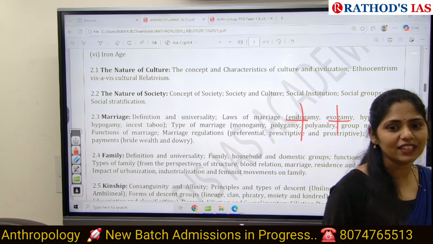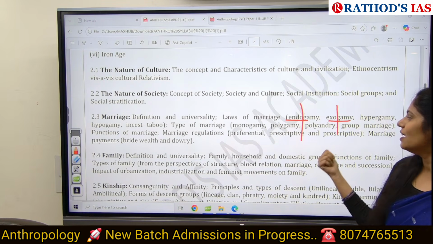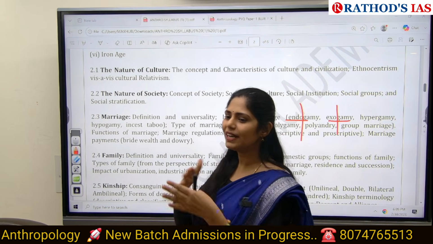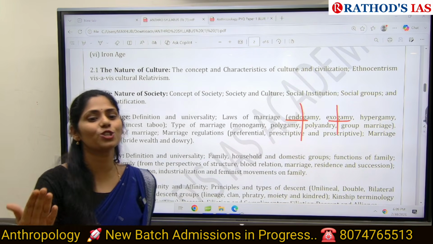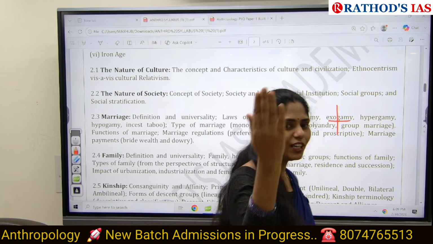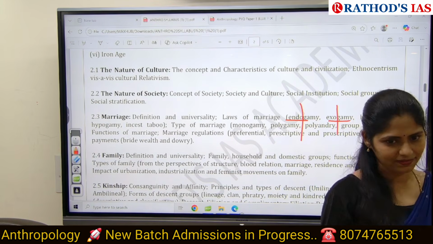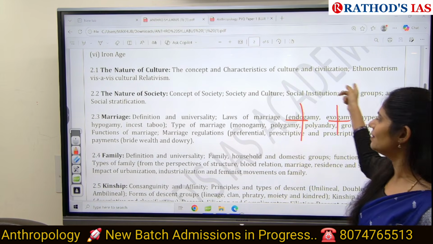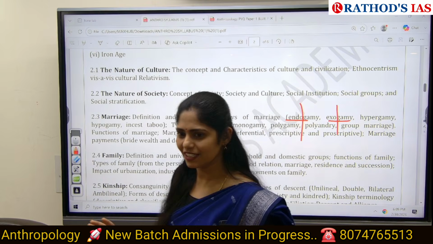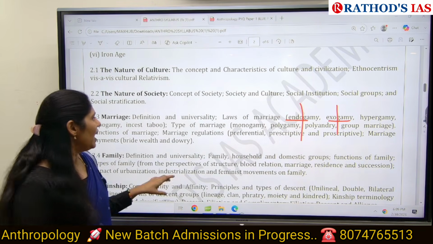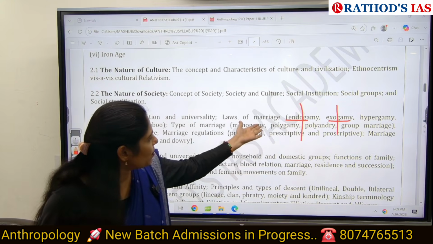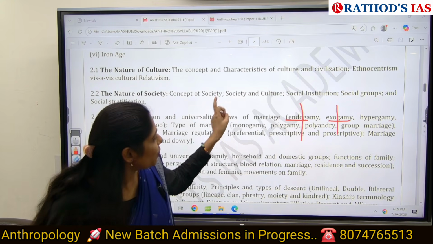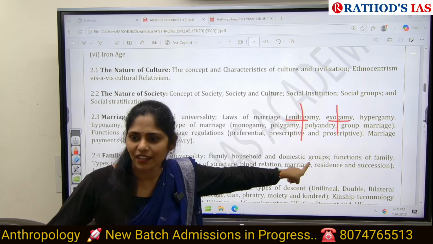Strictly in our Hinduism, this Gotra endogamy is completely prohibited. They'll go for Gotra exogamy. That means they'll marry outside of their Gotra. So like that, we will try to see each and everything with examples. And next, you know about monogamy, single marriage. You know about polygamy. You know about polygyny, polyandry.